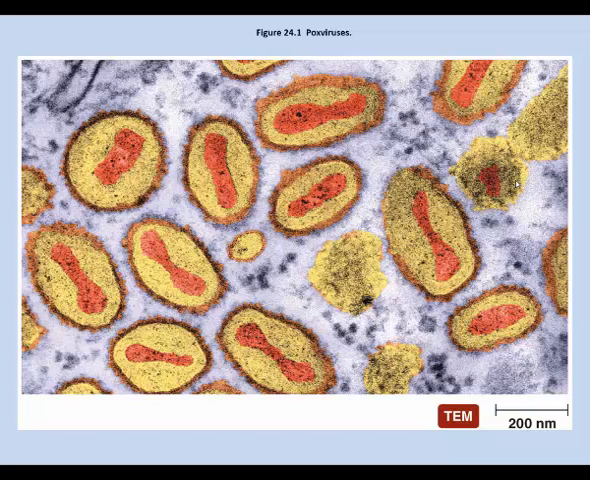So here is a virus under the transmission electron microscope. You can actually see the DNA, the capsid, and then outside of it is the envelope.